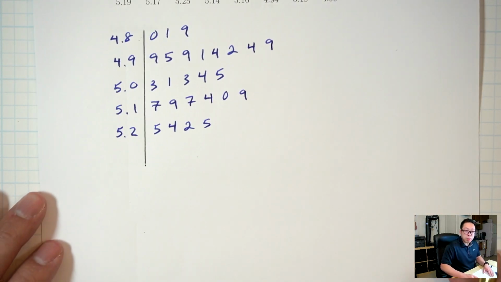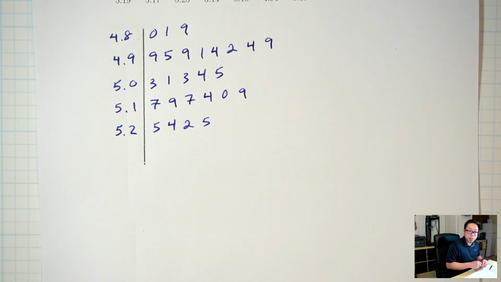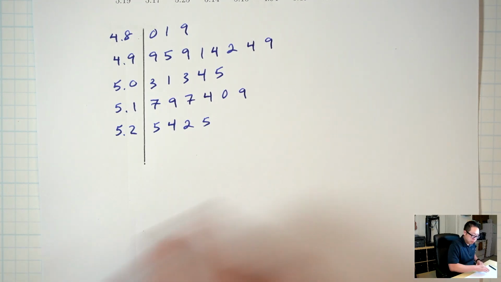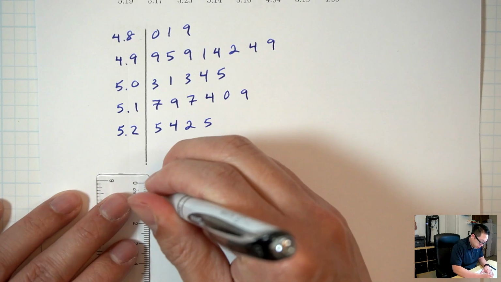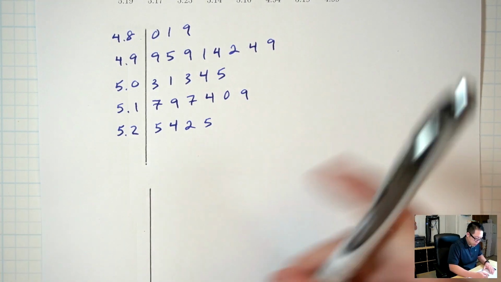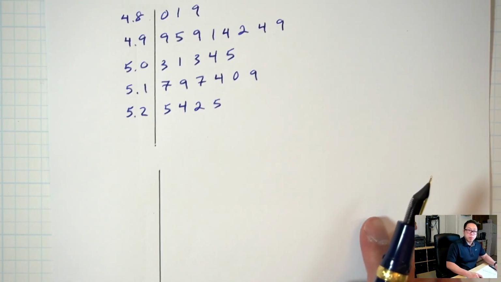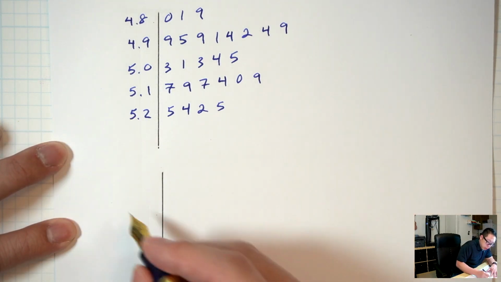Okay, and since I do have room here, let me actually do it correctly and reorder the leaves. Okay, so my stems were 4.8 all the way up to 5.2.